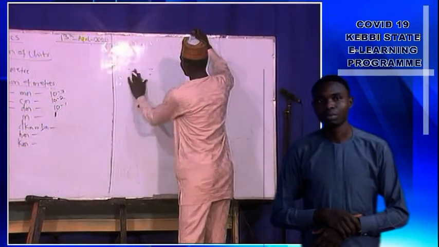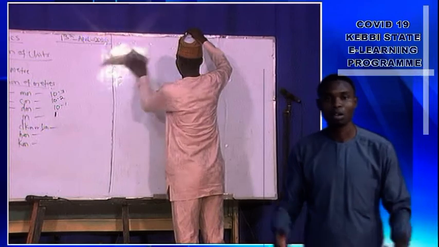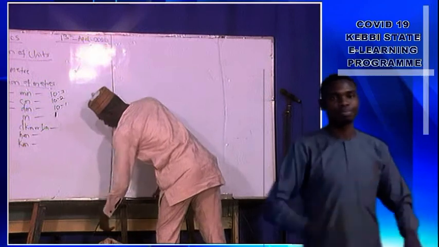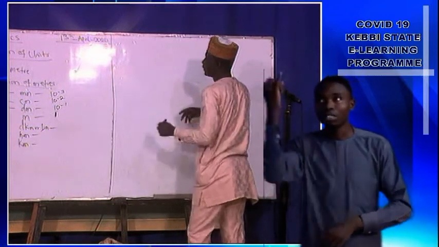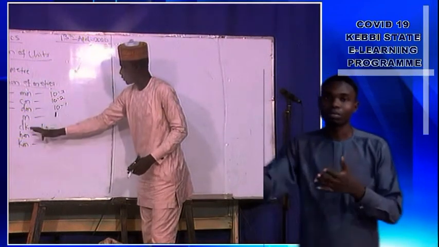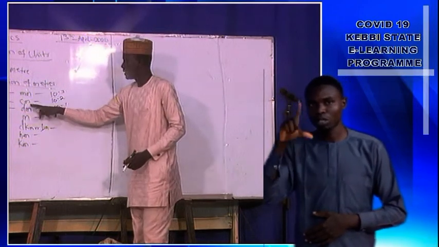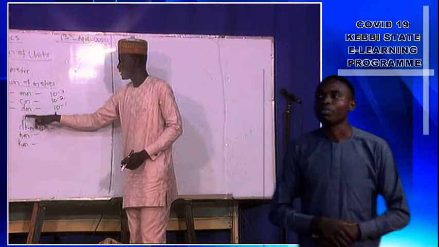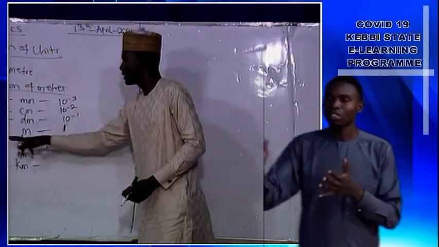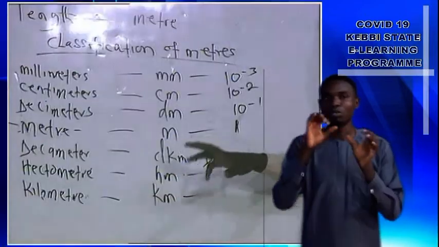Now let us go to our conversions, or let us design a conversion table. Now, as I told you, these are the symbol of our classification of meters. mm is millimeters, cm is centimeter, dm is decimeter, m is meter, while dam, D in capital, means decameter, hm hectometer, while km kilometer.